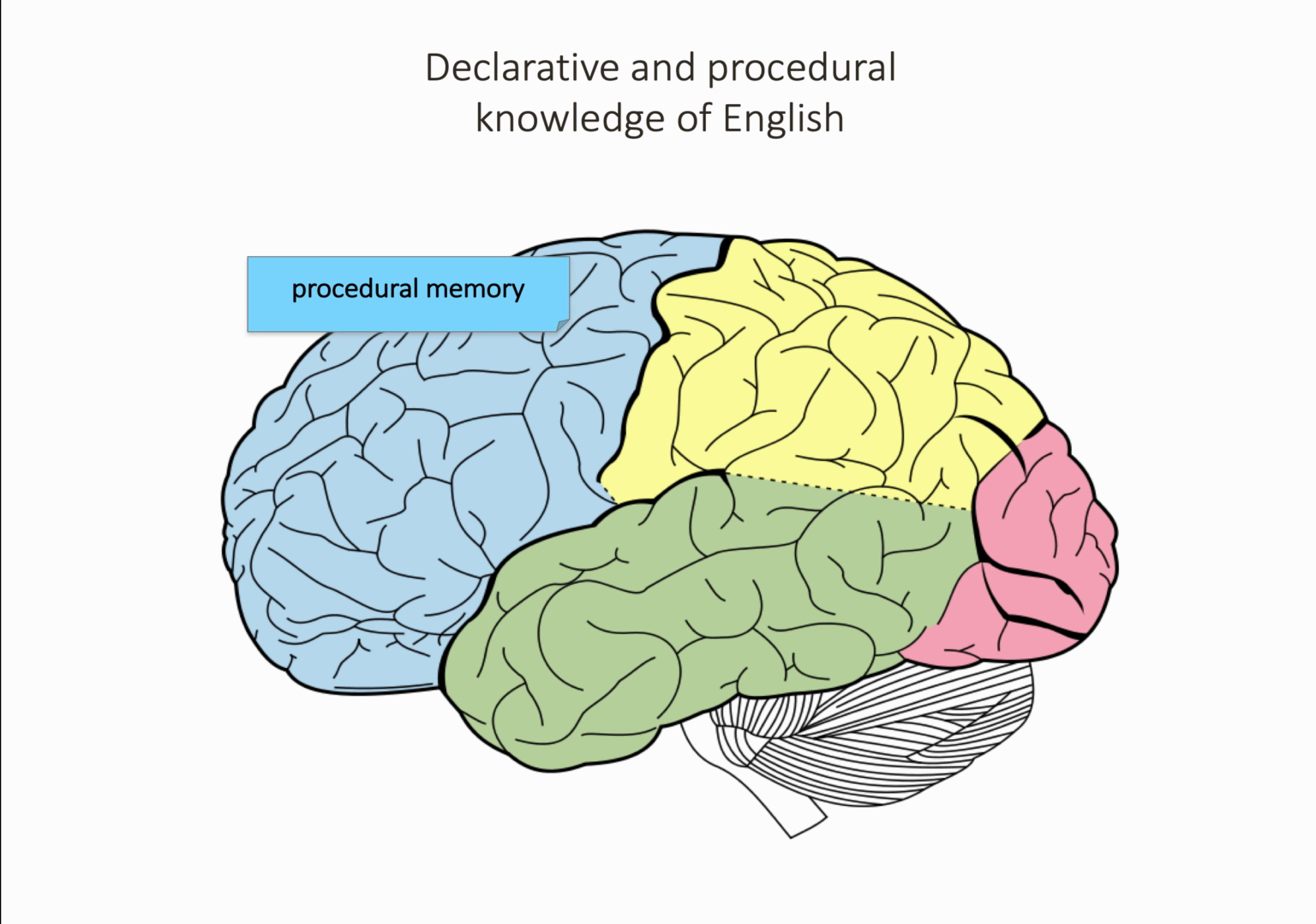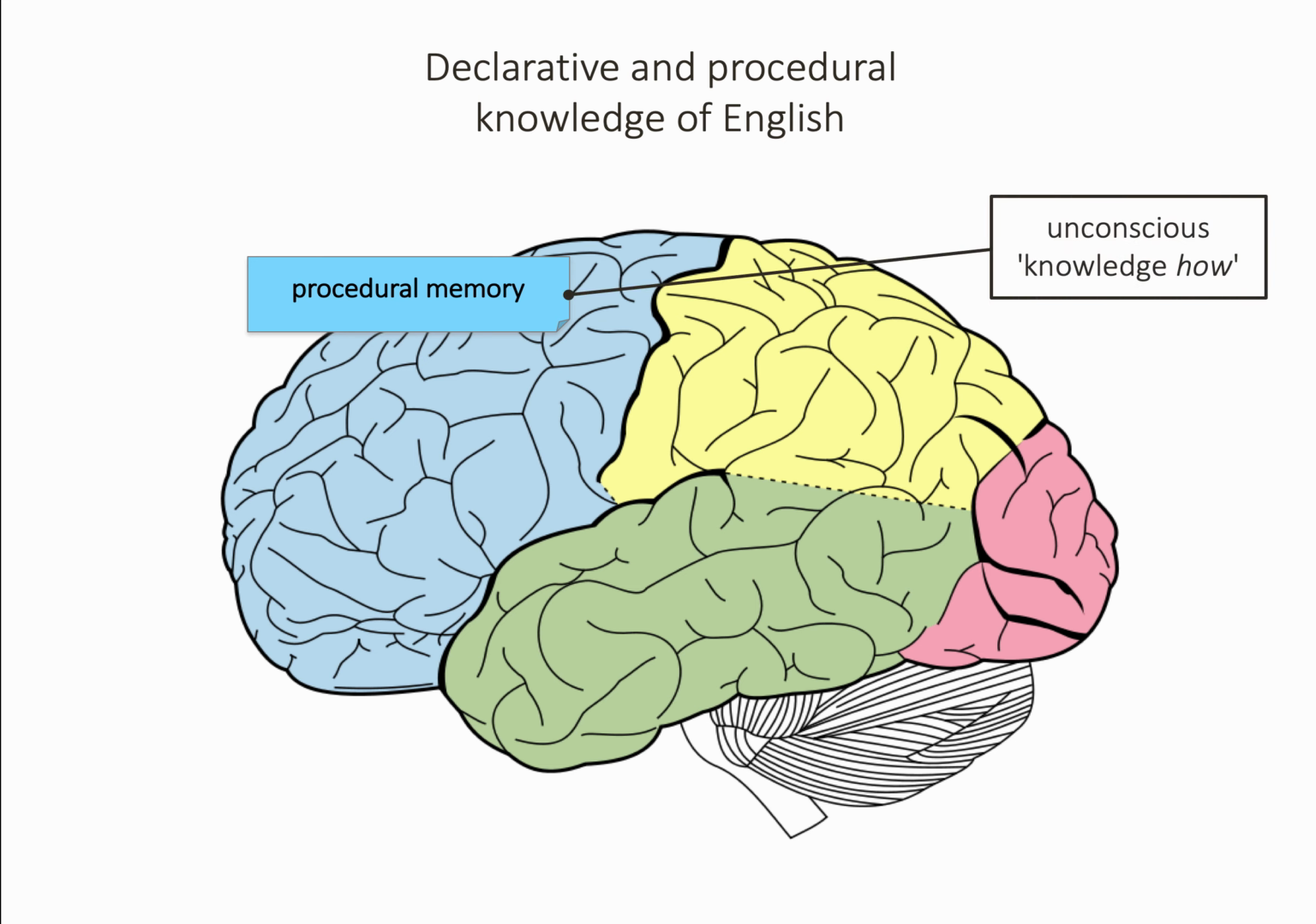Procedural memory, associated with the frontal lobe, is where we store and access unconscious knowledge about how to do things, especially activities and functions involving sequences, including physical processes like getting on and starting to ride a bicycle, or purely mental ones like adding up a list of numbers.